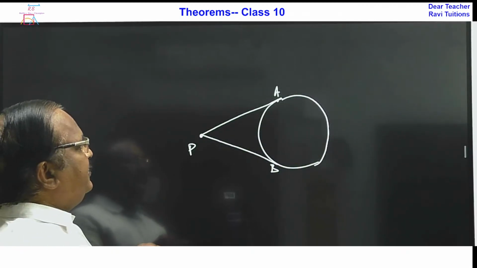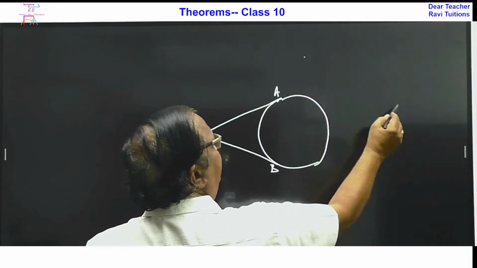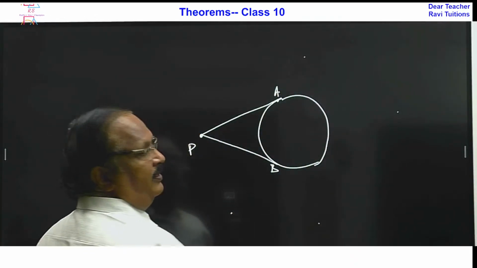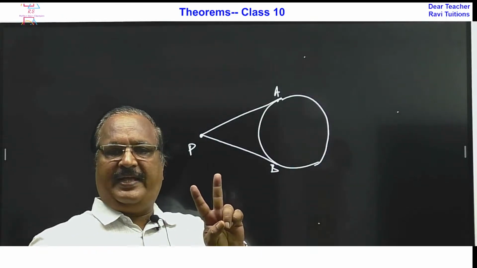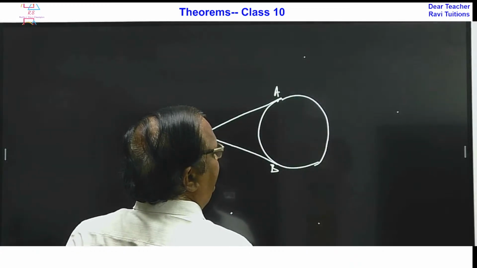Okay? So this is one. You take any exterior point, you can draw two tangents, right? So this is one more concept everybody should understand.